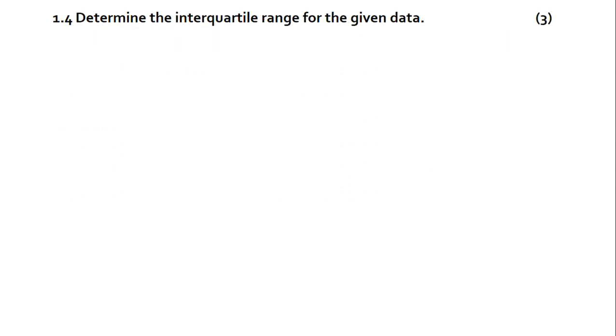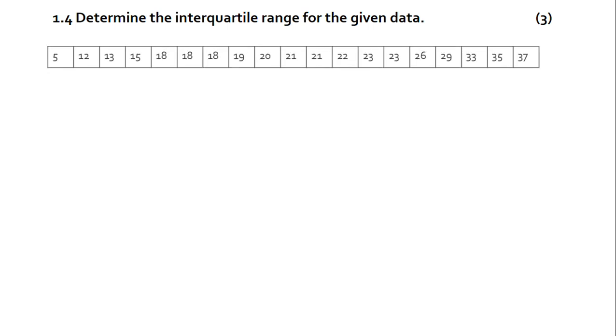The next question says, determine the interquartile range for the given data. Now, I always say this when I talk to my students. This question has questions within it. To determine the interquartile range, there's a formula. Interquartile range is equal to Q3 minus Q1. In other words, you need to first determine what Q3 is and what Q1 is. Then you can answer this question.